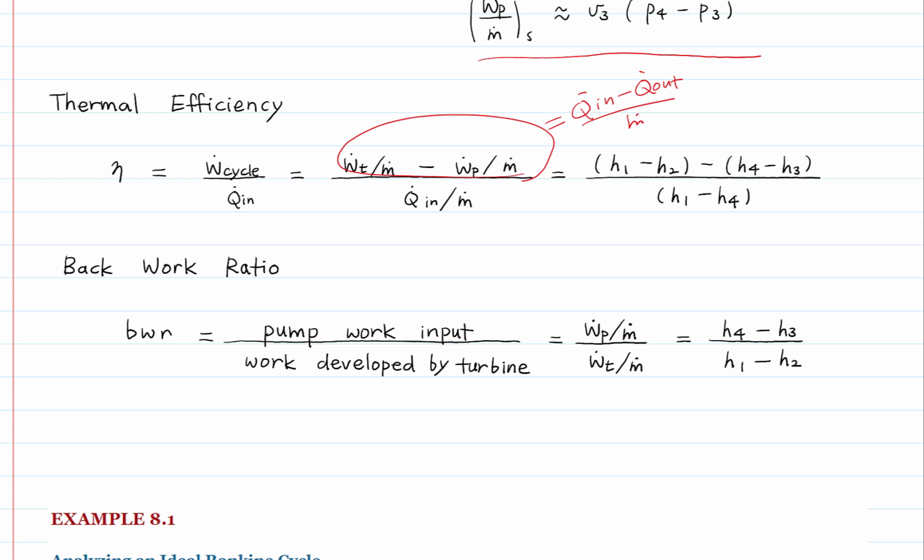Back work ratio is defined as the pump work input divided by work developed by turbine. Small back work ratio indicates small pump work is required compared to the work produced by the turbine.